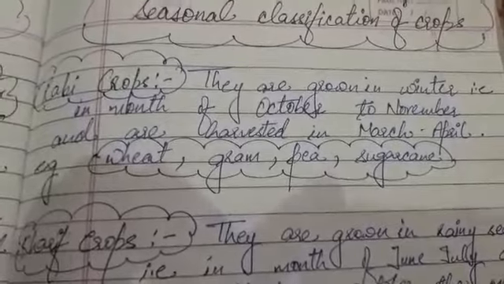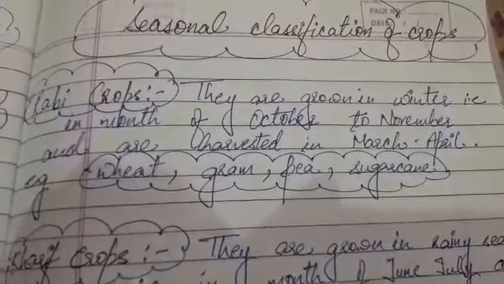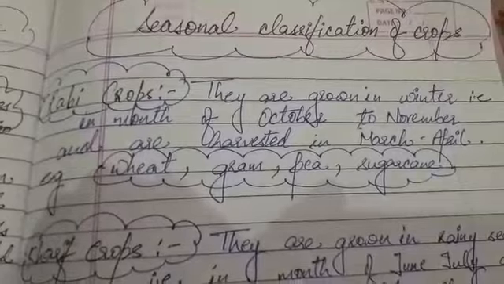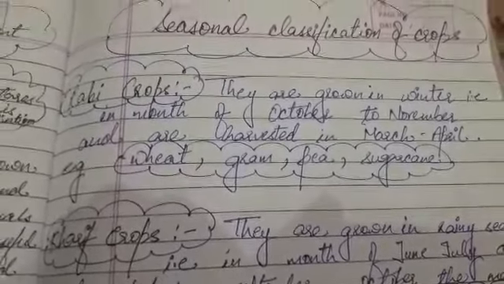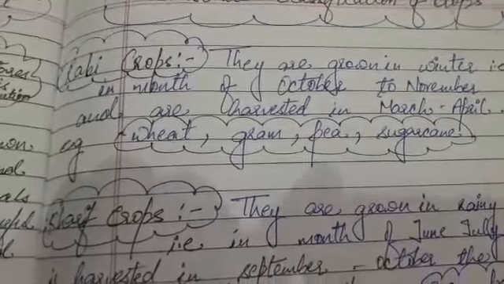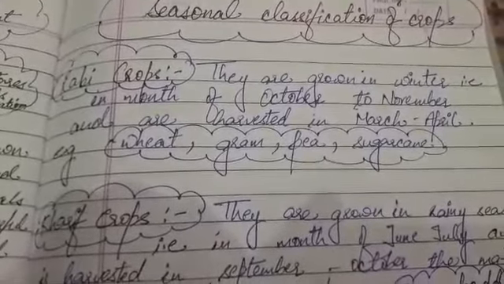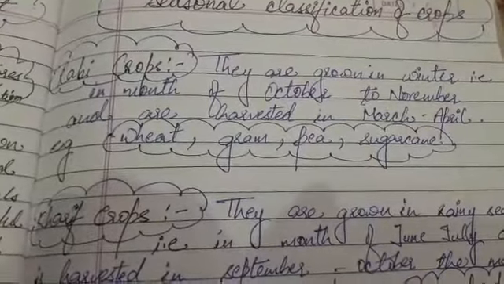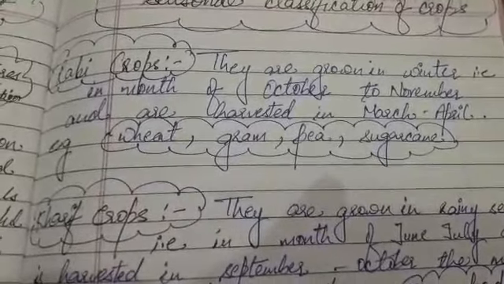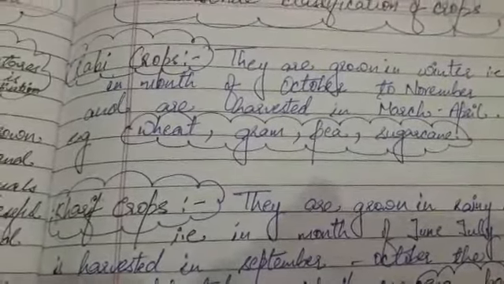You need to remember R for rabi, but it will not go with rainy, it is opposite to rainy. R for rabi, R for rainy, but we have to remember that rabi crops are not grown in rainy season, but instead it is grown in winter season. Examples of rabi crops: wheat, gram, pea, sugarcane, mustard, linseed, cauliflower, carrot. These all are crops which are grown in winter season, and are called rabi crops.